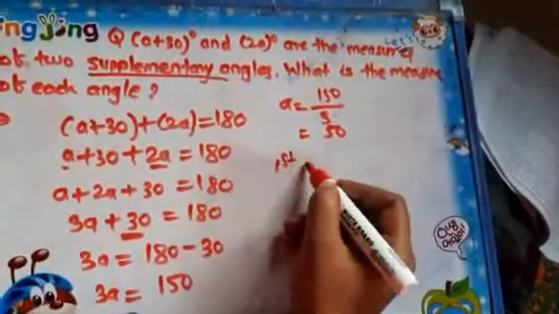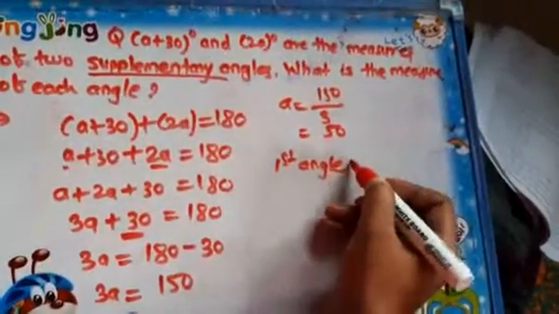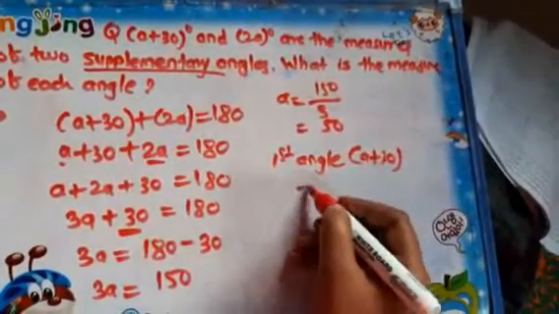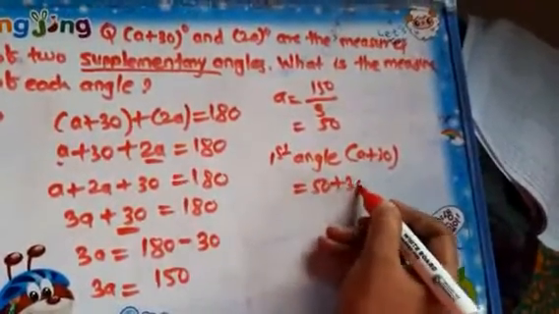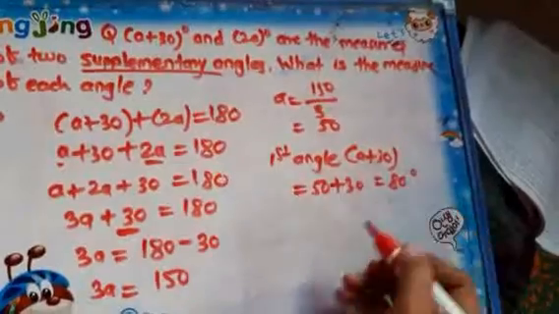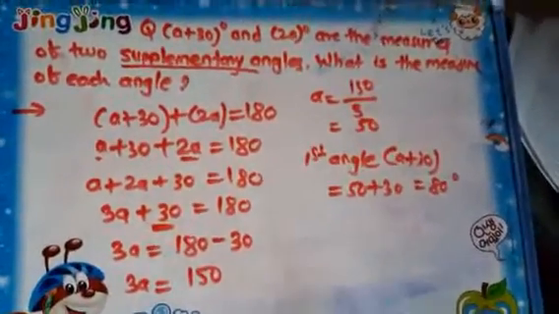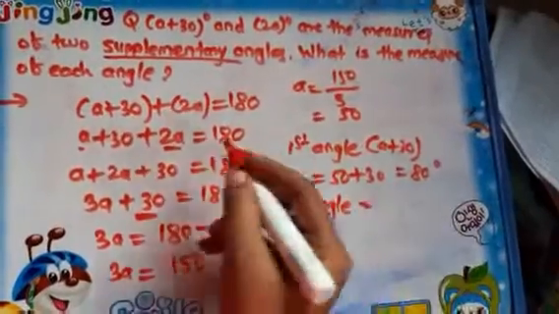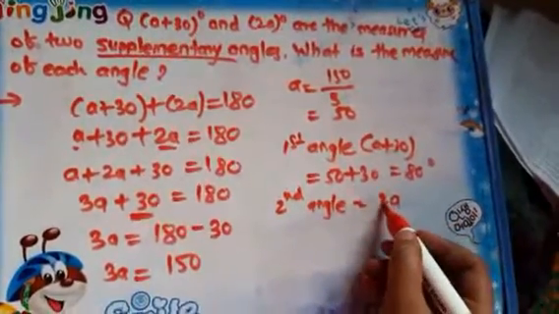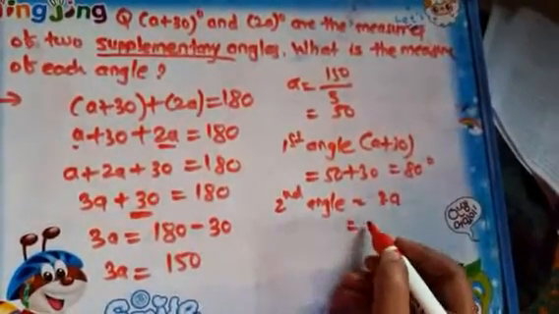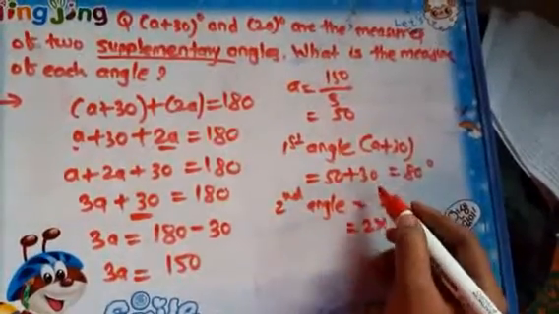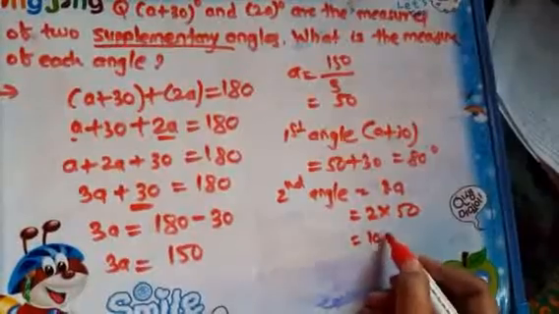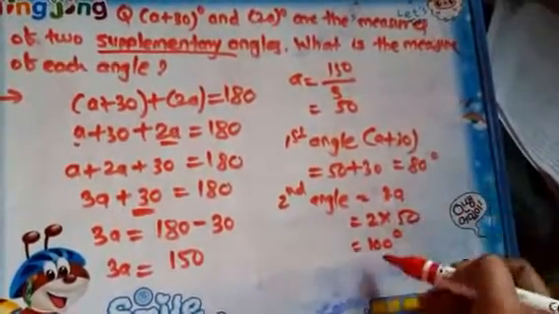So the first angle is given as a plus 30. We put the value: 50 plus 30 will be 80 degrees. So the first angle will be 80 degrees. Now the second angle is given as 2a. So 2 into a's value, which is 50 degrees, will be 100 degrees. The addition is 80 plus 100, which is 180.